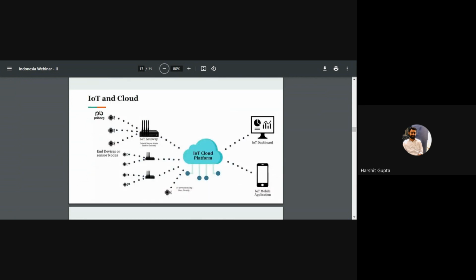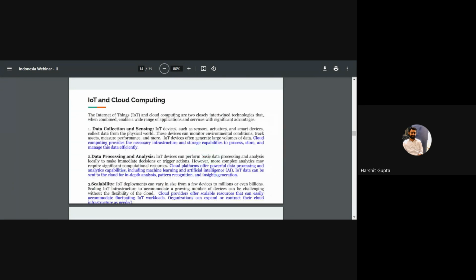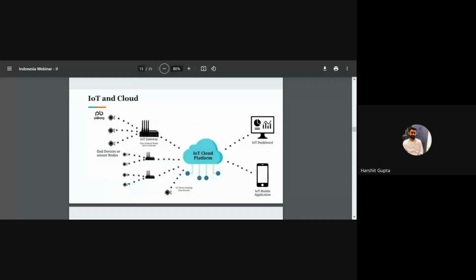Now we have seen what cloud computing is, how it is used, what kind of deployment models there are, and what kind of services there are. Now we will see the relation of the cloud with the Internet of Things. Whatever we have seen, if we think about it, we can easily work out how it is related with the cloud.